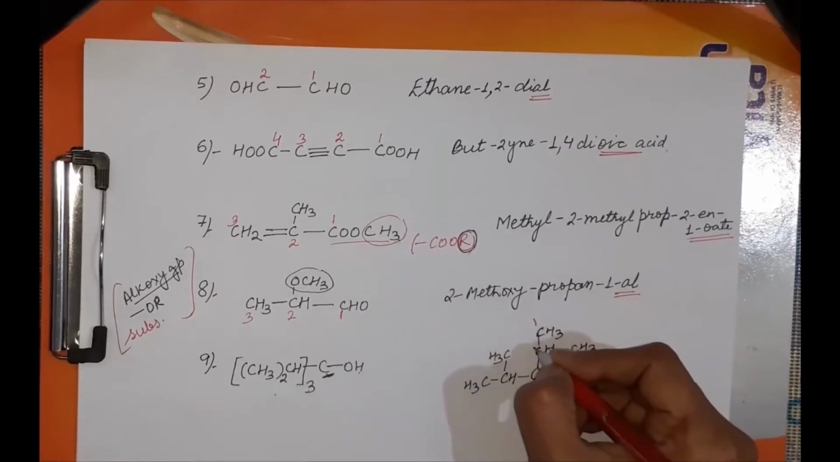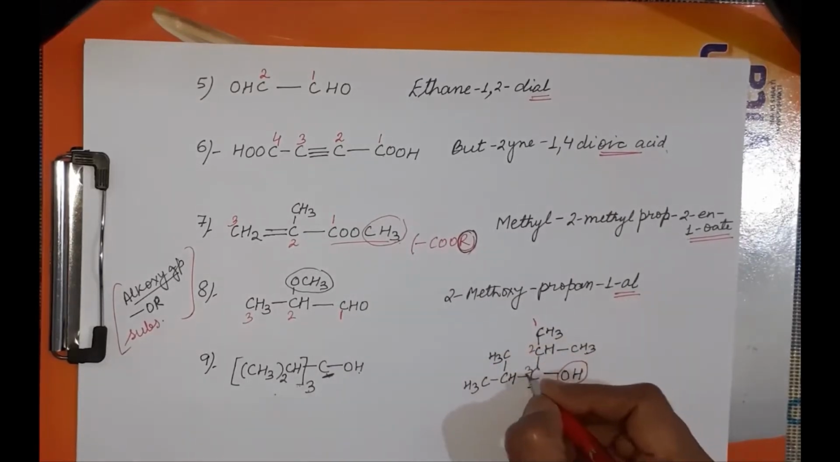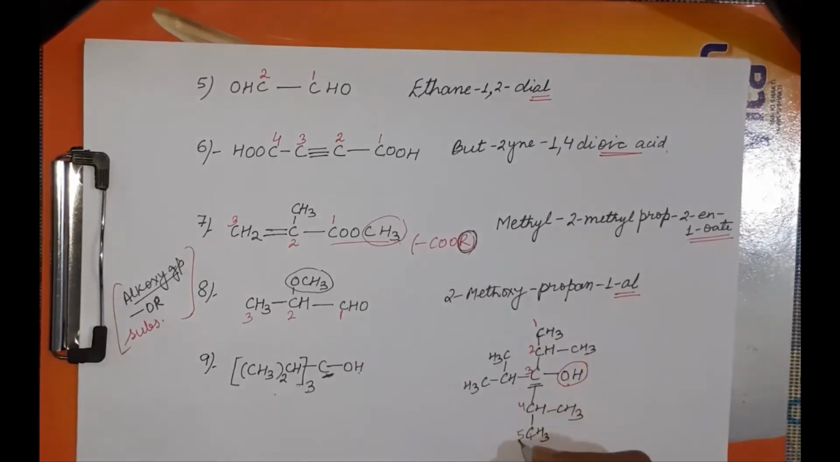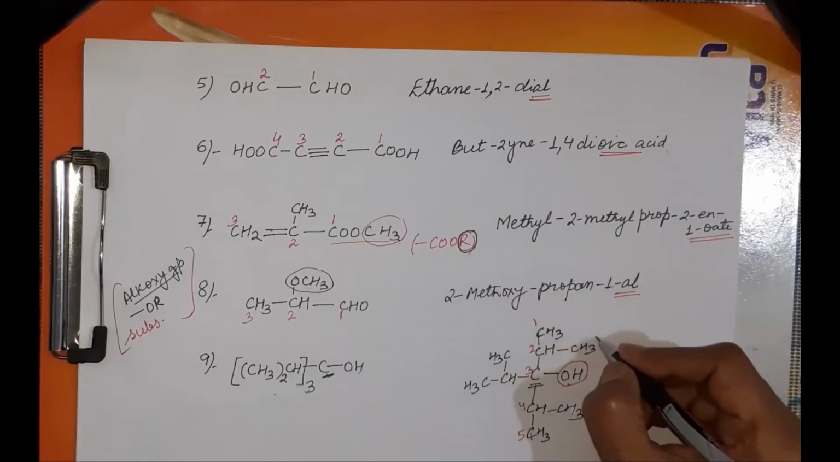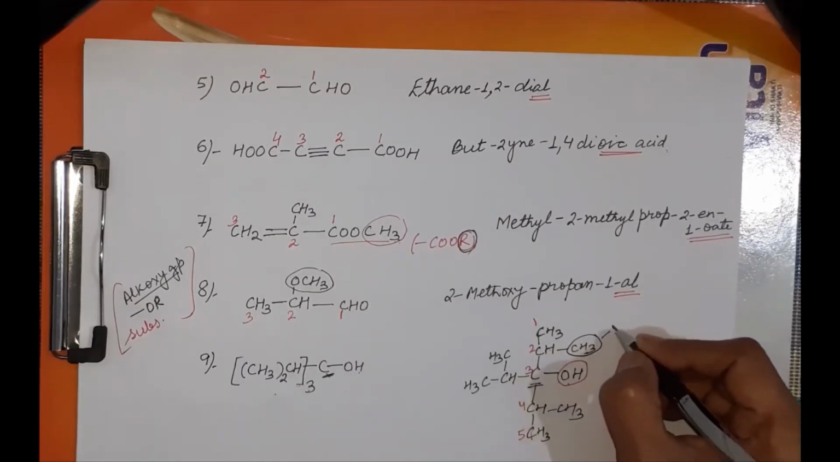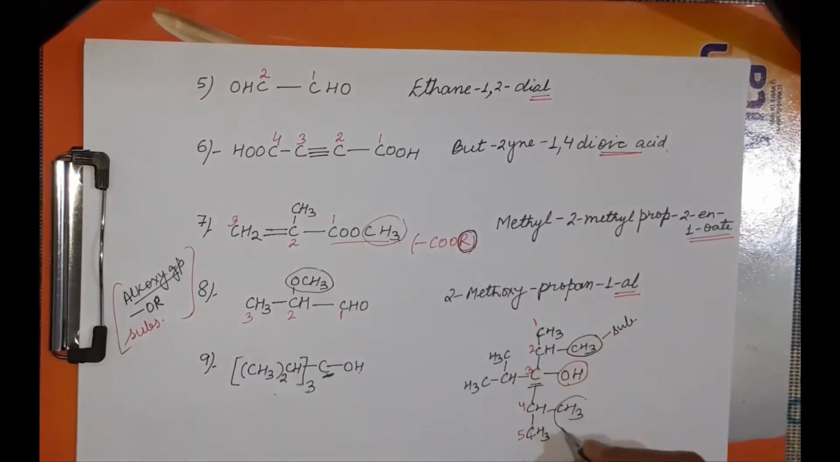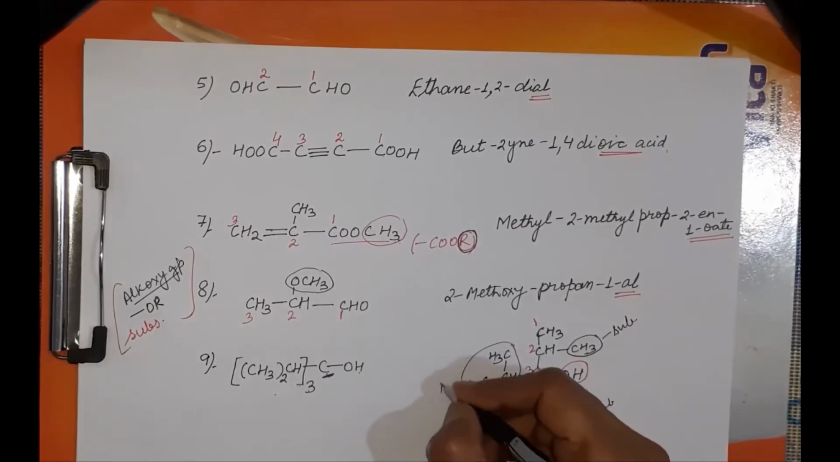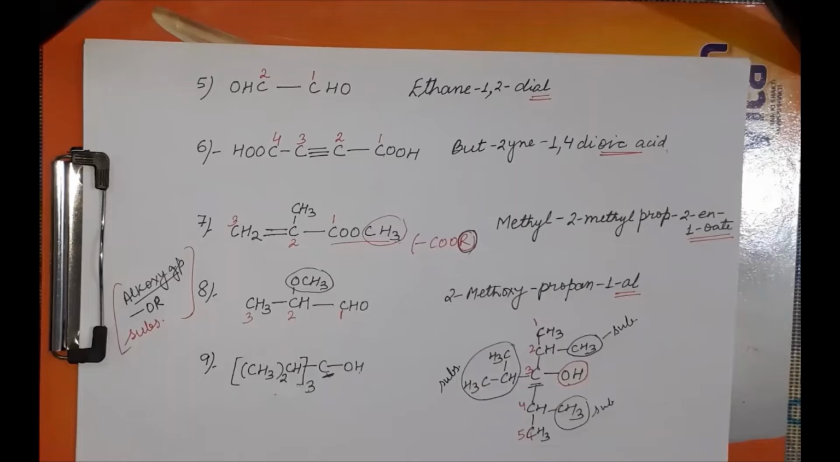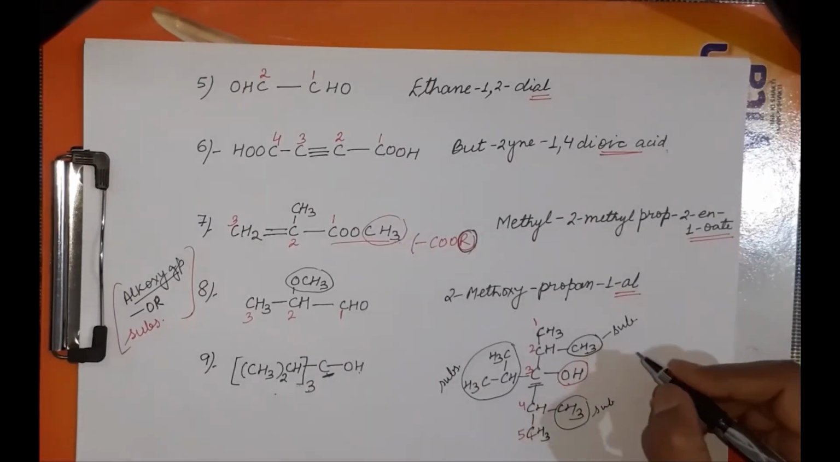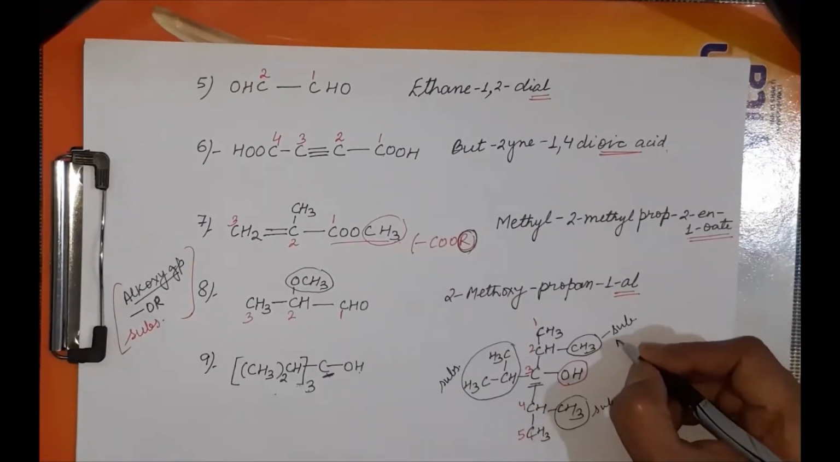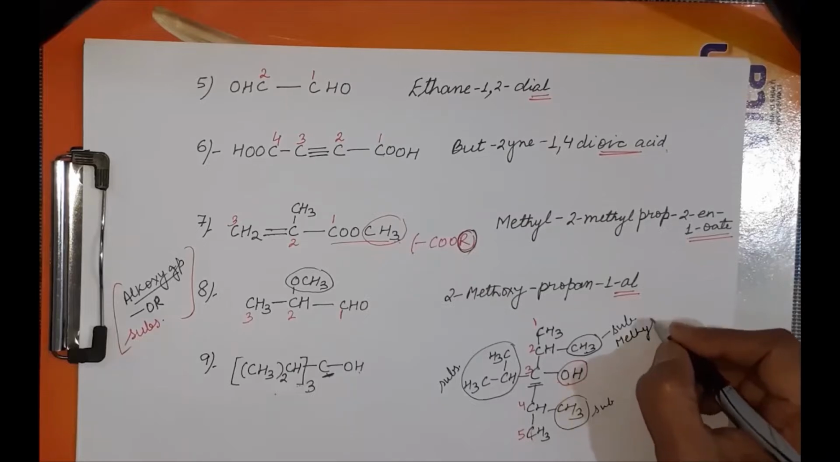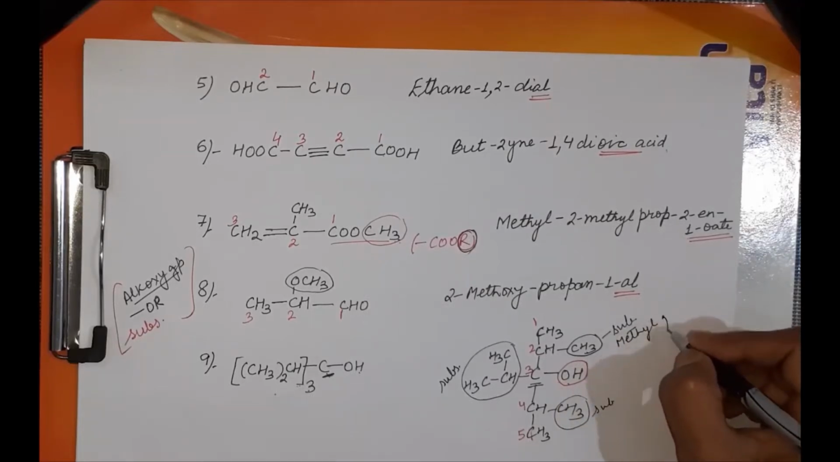So this will be 1, 2, 3, 4, 5. So this is a 5 carbon atom parent chain. This is the functional group OH and this is the substituent. This is also a substituent and this is also a substituent. So first let us write the name of these substituents. So this substituent is the methyl group.